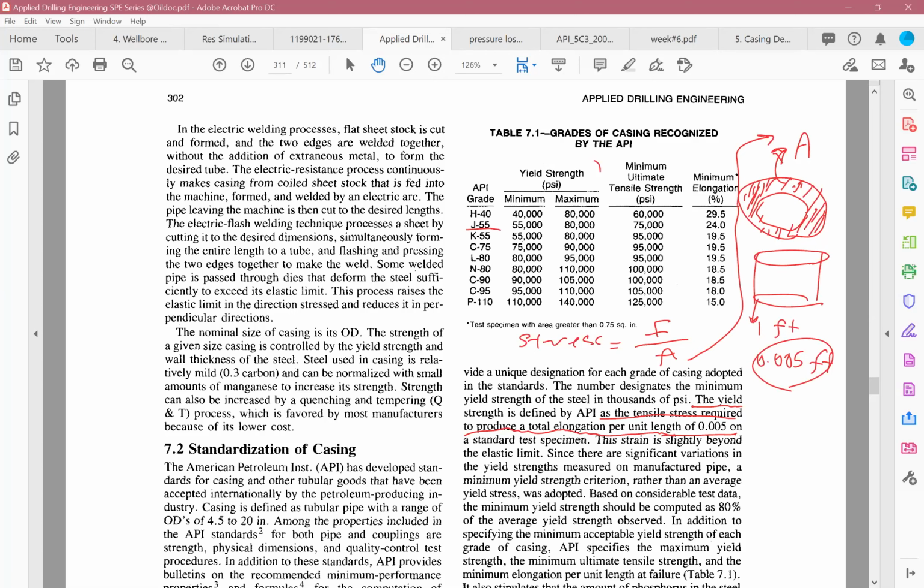Now, the minimum yield strength, some companies may produce a casing that has, let's say, 56,000 PSI. They will categorize it into J55 because that casing has a minimum yield strength of at least 55,000 PSI. Does it make sense? Any questions here?